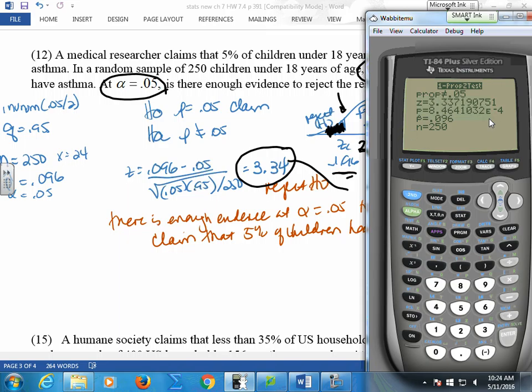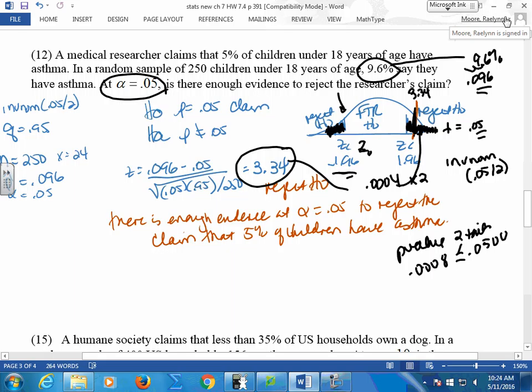So when you get here, don't just write down that number. Your area can never be greater than 1. So there's my p-hat, my 0.096. Yep, I have that. There's my z-score. I got that. And my p-val, I just got to move my decimal. It already multiplied it by 2 as well. Okay?